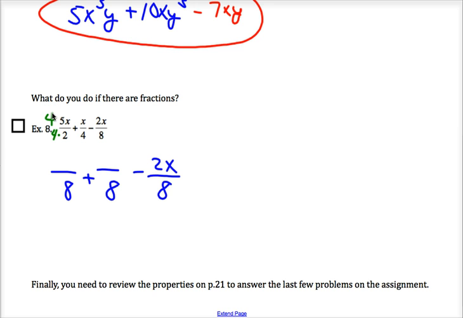You guys remember that? If I multiply top and bottom by the same thing, it's like multiplying by 1. So it doesn't really change it. If I multiply by 1, the number stays the same. It just looks different. 4 times 5x is 20x. And then how about the middle one there? I need to go from 4 to 8, so I'm going to take this times 2 times 2. Sorry, I wish this was a little bit bigger here. So this is 2x.